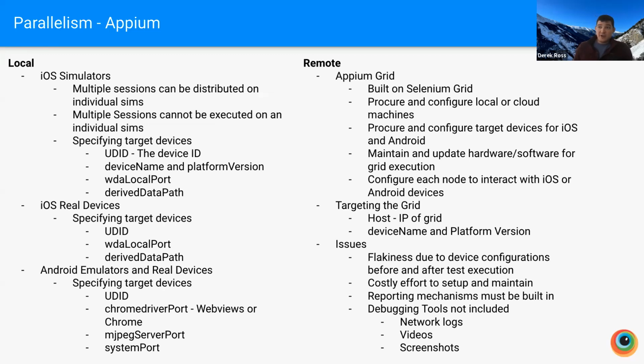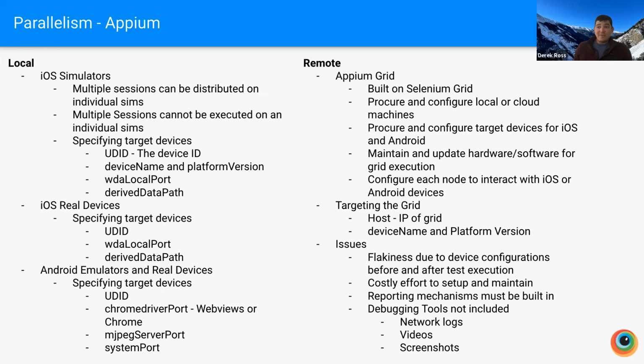The way you specify those target devices is you need to have the unique device ID of that particular device or simulator. If you're using a simulator, you're probably going to be targeting with a device name and a platform version, and it's going to find something that matches that on your laptop. With iOS real devices, you're going to specify the UDID, and then you also need to let it know what local port you're using and the derived data path. This is going to stop tests from stepping on each other, especially if you have multiple devices connected. These are some of the gotchas you have to think about as you start connecting devices to your laptop and trying to orchestrate parallelism on your devices.